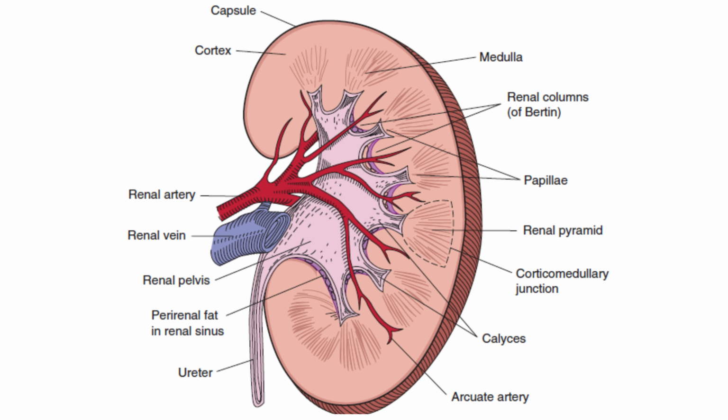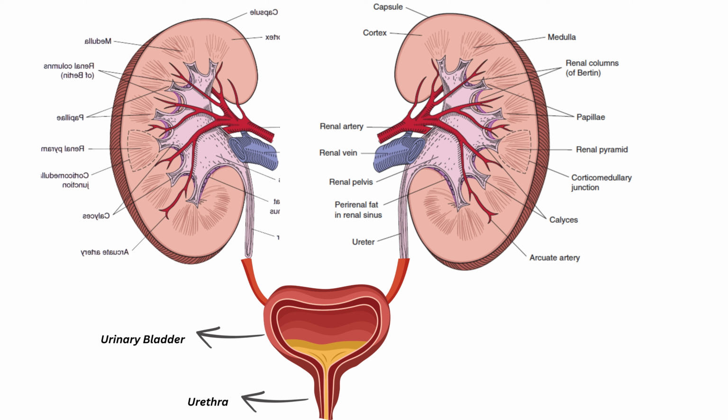And the final segment is urine flow, that is calyces to the bladder. From the minor calyces, urine passes into the major calyces, which open into the renal pelvis, the widened portion of the ureter located in the renal sinus. From the renal pelvis, urine travels down the ureter, enters the urinary bladder, and awaits excretion during urination.